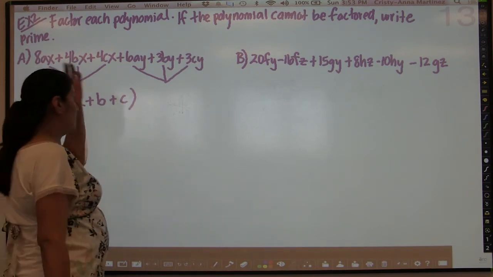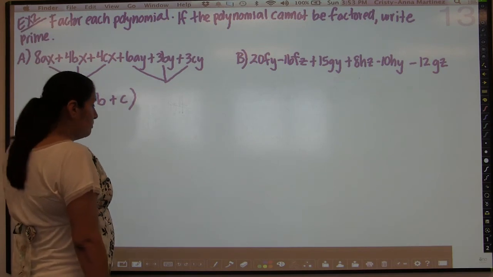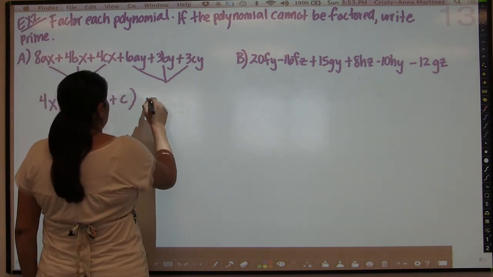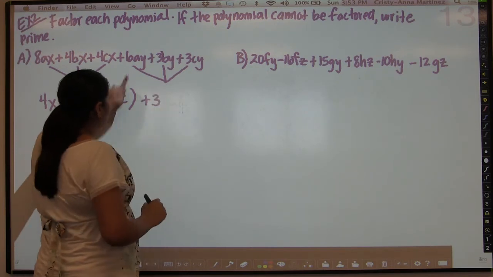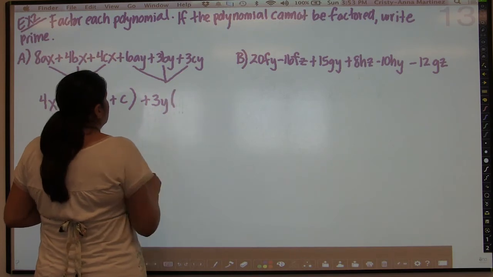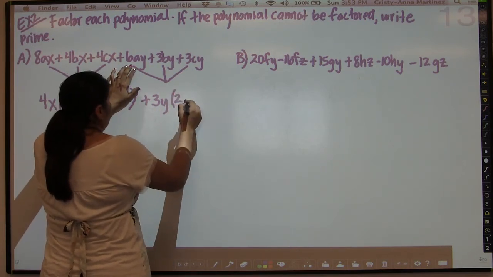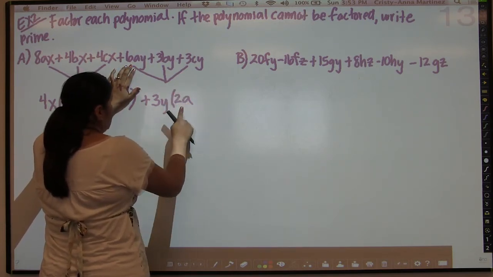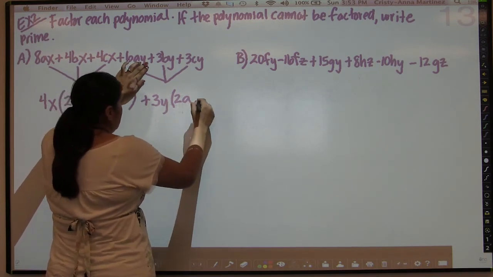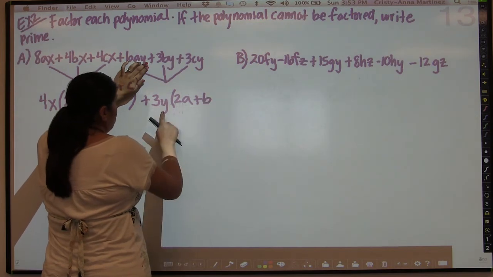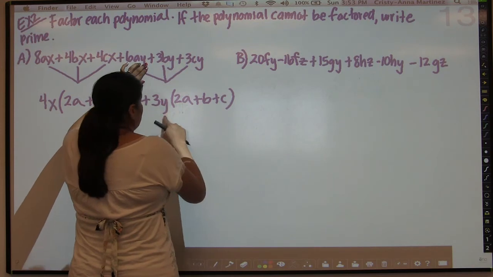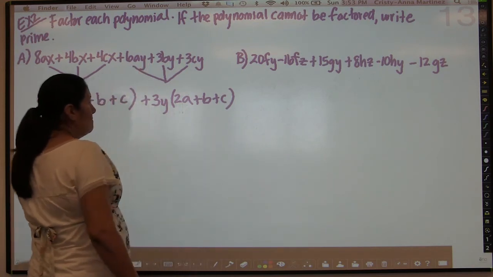Then I look at the next three terms, and in a very similar fashion, I realize that they all have a 3 in common because 6, 3, and 3, and then they all have a y. So again, I'm going to need a 2 here and an a because 3y times 2a is 6ay. I'm going to need a b, so that b times 3y is 3by, and I'm going to need a c because 3y times c is 3cy.